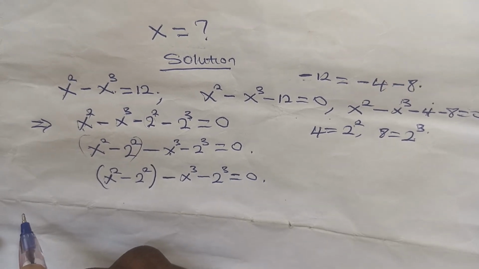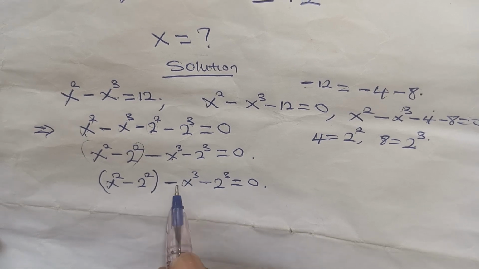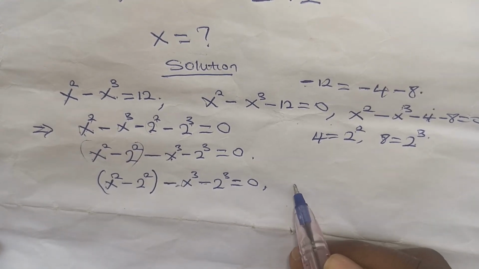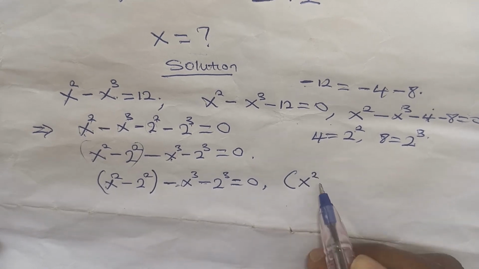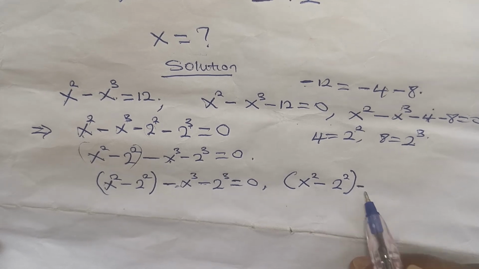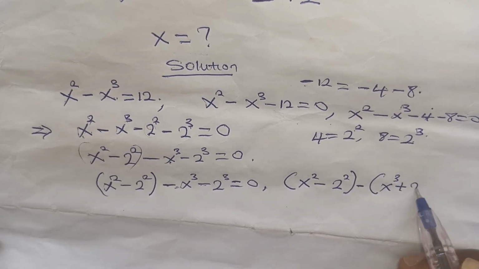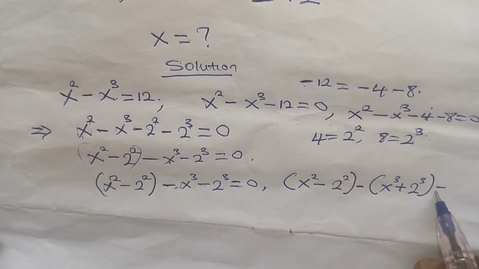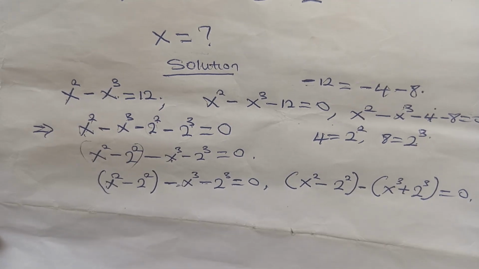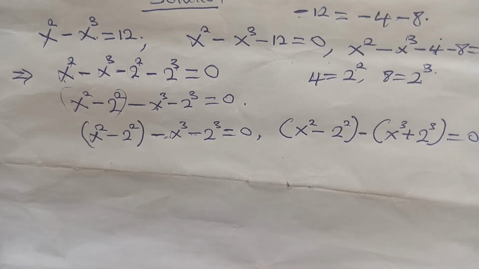We can see that there is something common between the two of them, which is the negative sign, right? So if we factor out the negative sign, we simply have open bracket x squared minus 2 squared close bracket, minus open bracket x cubed plus 2 cubed close bracket equals 0. Nothing changes, it still remains the same.